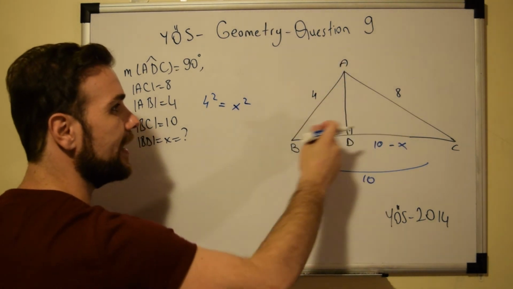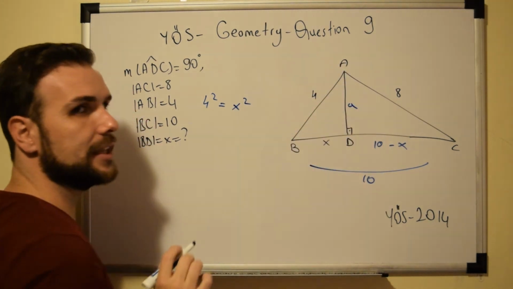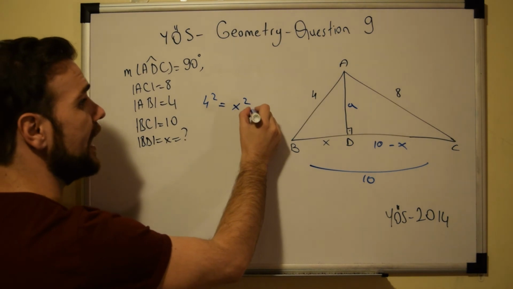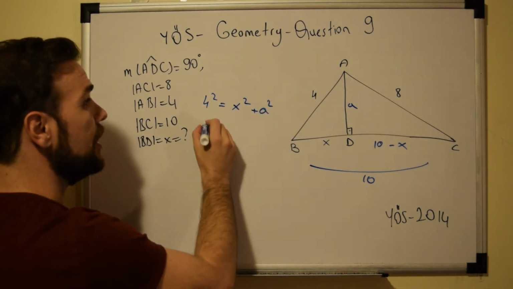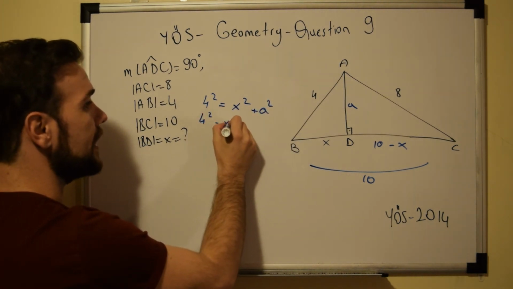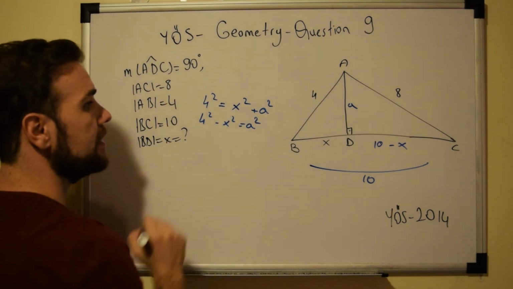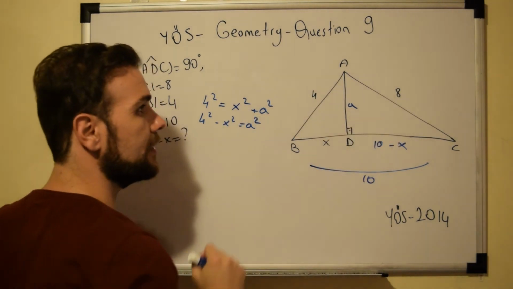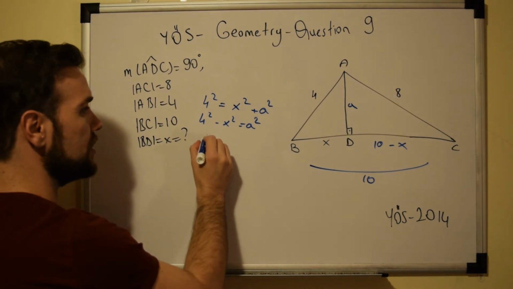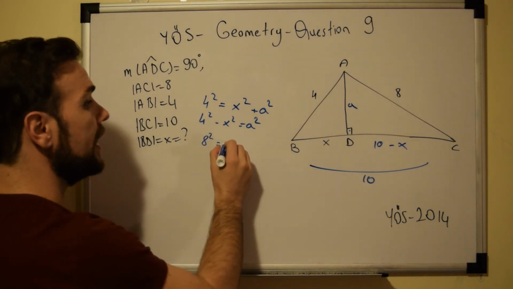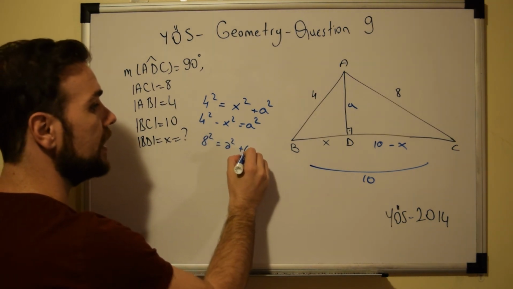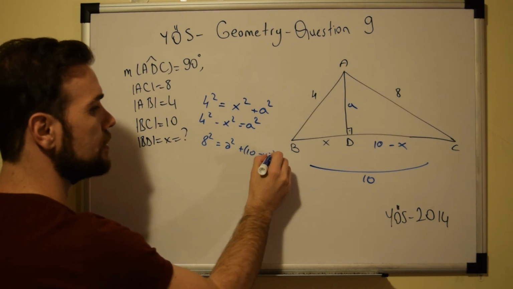plus the shared side squared. Since these two triangles share the same side, I'm going to name it a. So it's going to be x squared plus a squared. So 4 squared minus x squared is equal to a squared. Now let's look at the second right triangle. We have the hypotenuse, which is 8, and 8 squared is equal to a squared plus 10 minus x, squared.